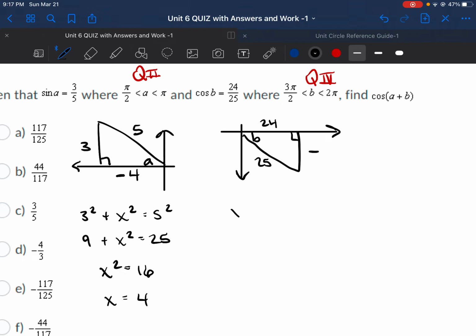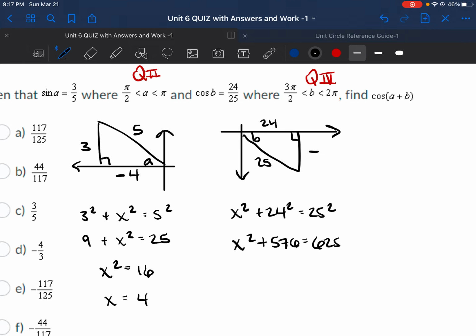I'm going to call it x, the piece that we're looking for. x squared plus 24 squared equals 25 squared. Let's see, 24 squared, I don't have that memorized. Let me turn to my calculator. Should have that memorized though. 576. 25 squared should be 625. Just double check. Yep, 625.